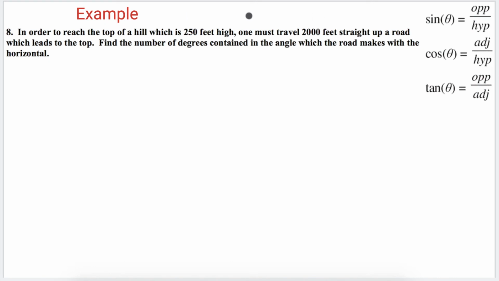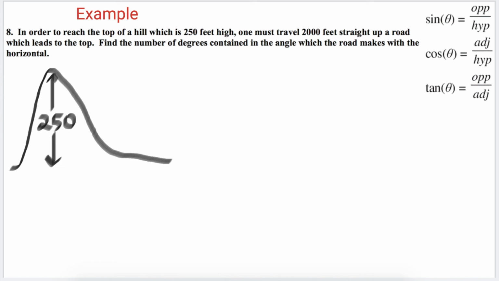So the final example says that in order to reach the top of a hill, which is 250 feet high, one must travel 2,000 feet straight up a road which leads to the top. Find the number of degrees contained in the angle which the road makes with the horizontal. First step, as always, draw a diagram. So I'm going to draw a diagram of a hill, and that hill is 250 feet high. And then the next thing I'm going to label this hill with is that distance of the road. So that's 2,000 feet long.